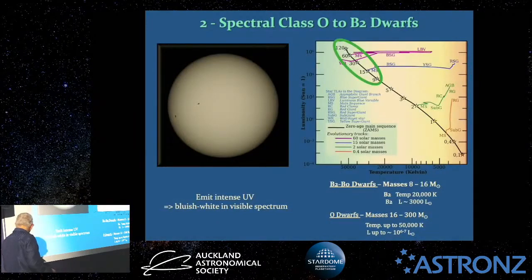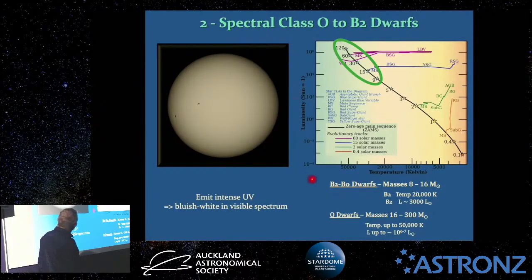Okay, so let's talk about our first group: spectral classes O through to B2, these dwarfs on the main sequence. Here they are, and they've got a white hue, and you might think, well, why aren't they more of a bluish colour? They are hot, and you'd expect them to be blue, but most of the light emitted by these big O stars is actually in the ultraviolet wavelengths, which means what we see visually has more of a white hue than blue.